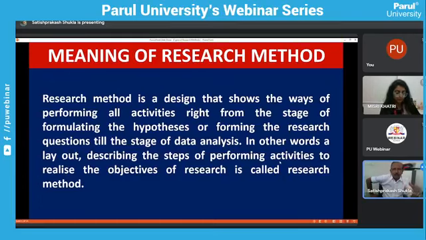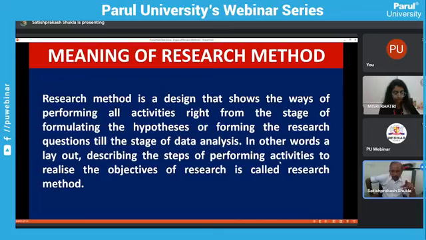So sometimes, if a hypothesis cannot be formed, then the researcher forms a research question. So research method starts with formulating the hypothesis or forming the research question till the stage of data analysis. Whichever activities are done between these two points, the set of all such activities is called research method or research design. In other words, it is also known as a layout describing the steps of performing activities.